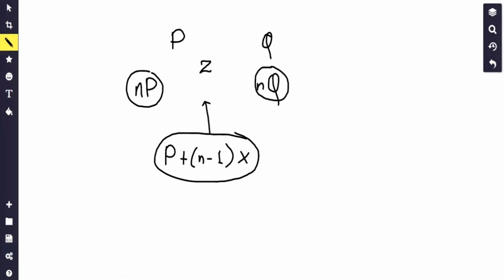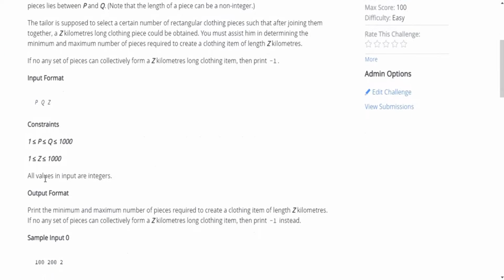Now, if we look at the constraints, it suggests that the minimum value that p or q can have is 1 meter, while the maximum value for z could be 10 to the power 3 kilometers. Now, if we convert it into meters, that equals 10 to the power 6 meters. So obviously we could iterate over this particular range.